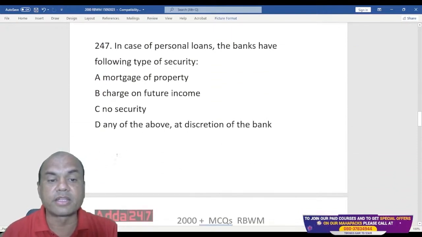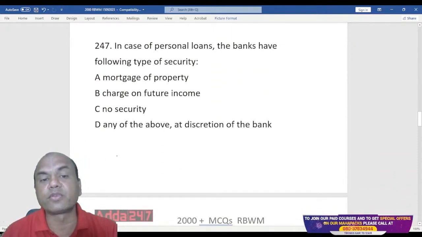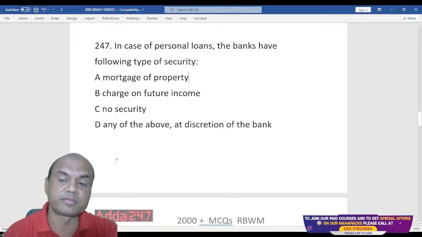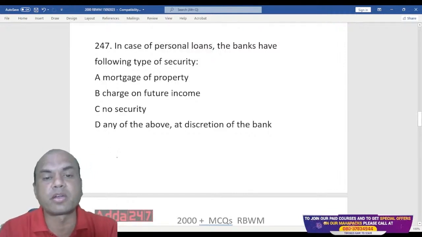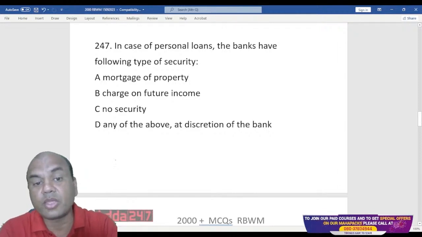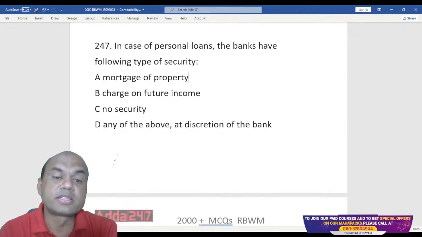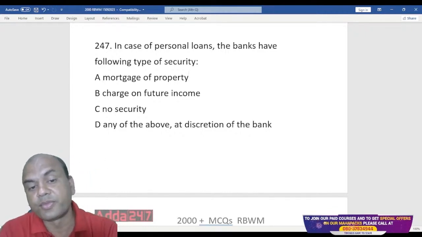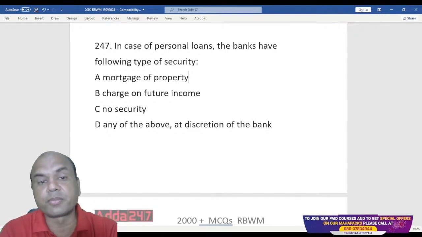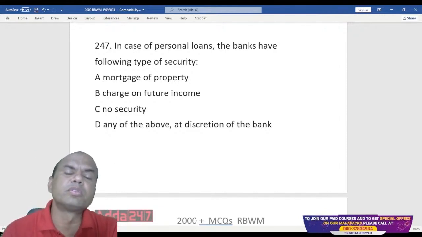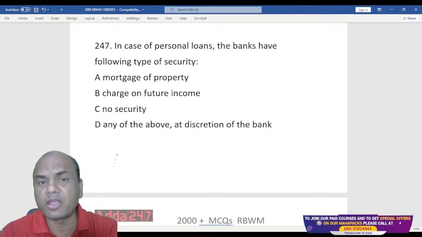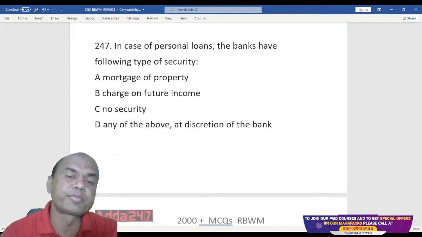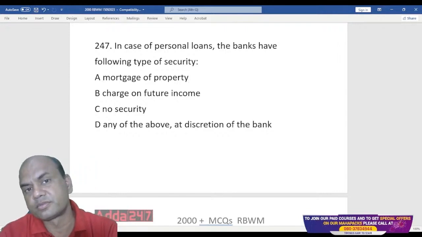Next one. In case of personal loans, banks have the following type of security. So for personal loans, what do we take as a security? Personal loan, PL. For personal loans, what type of security do we take? Mortgage of property. Charge on future income. No security. Any of the above at the discretion of the bank. So, tell me, do I take the mortgage of property for a personal loan? Property is taken for which loan?